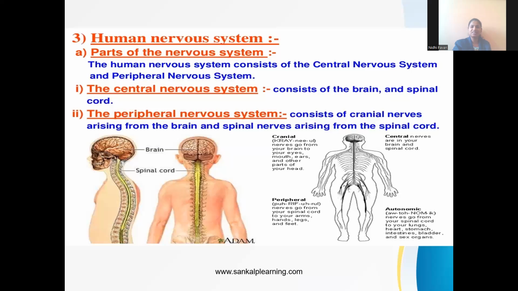So the first topic is the human nervous system. We have two types of nervous system. The first one is the central nervous system. The second one is the peripheral nervous system. Central nervous system means what? Just understand it in a common way: the nervous system which is at the center of our body. The center of our body consists of the brain and the spinal cord. So the nervous system which consists of the brain and spinal cord is the central nervous system.